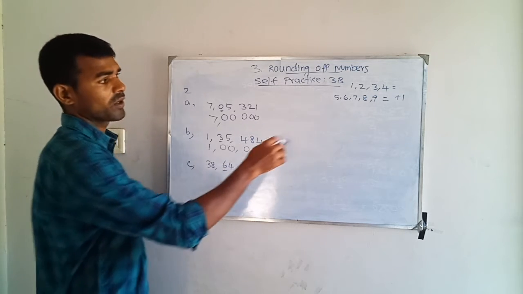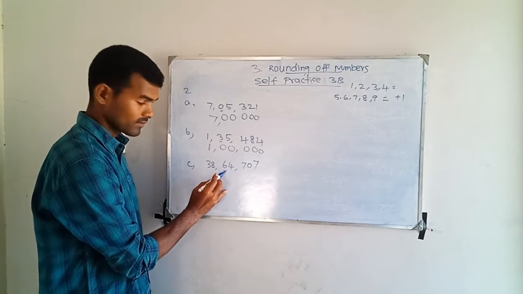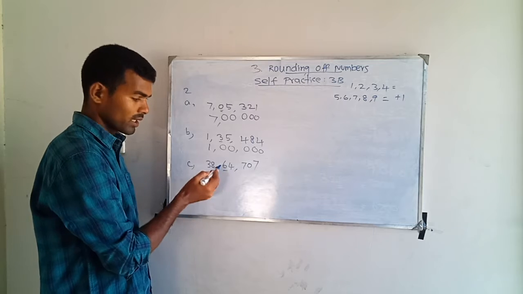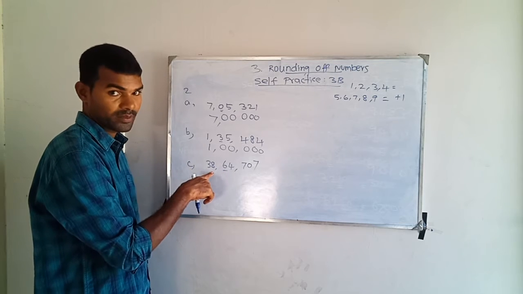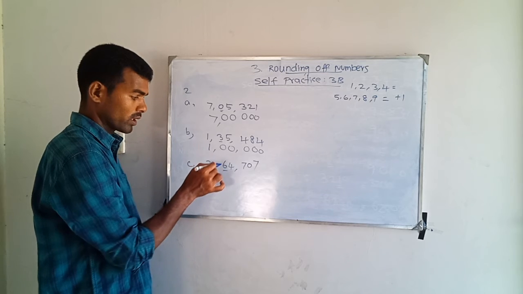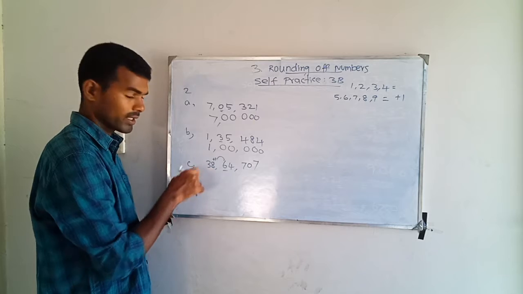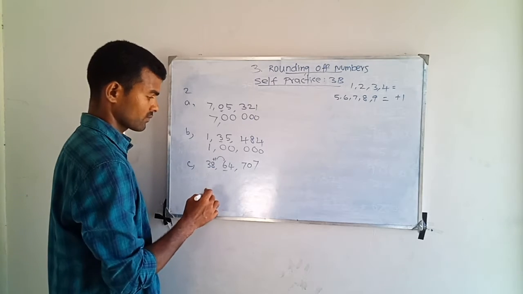If the digit is above 5, that is 5, 6, 7, 8, 9, any digit coming in the 10,000 place, add plus 1 to the lakhs place. Since it is 6, add plus 1 here, okay? One number added to 38, so 39 now.